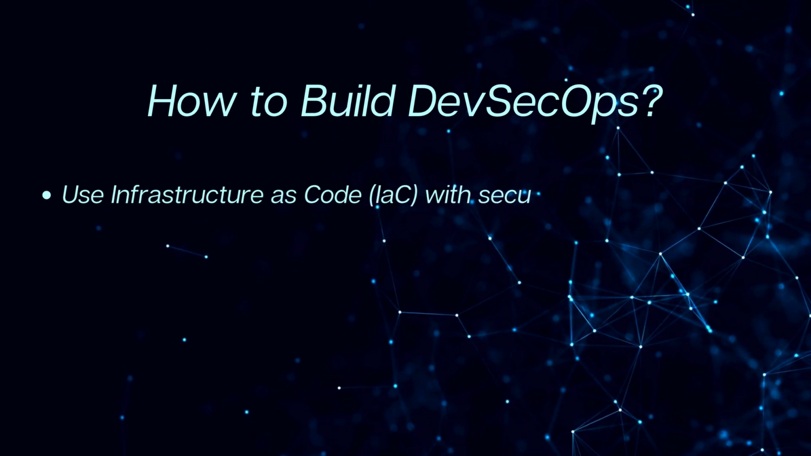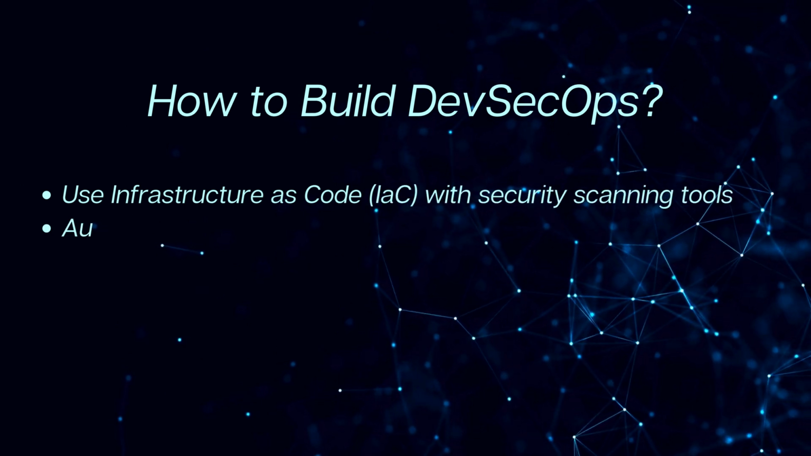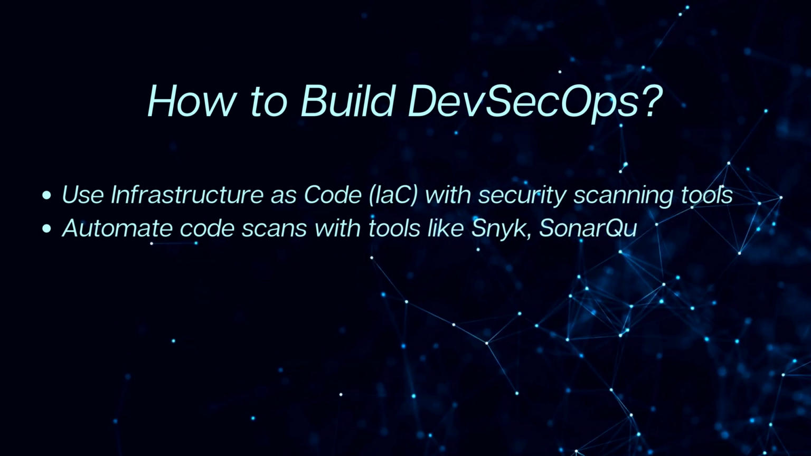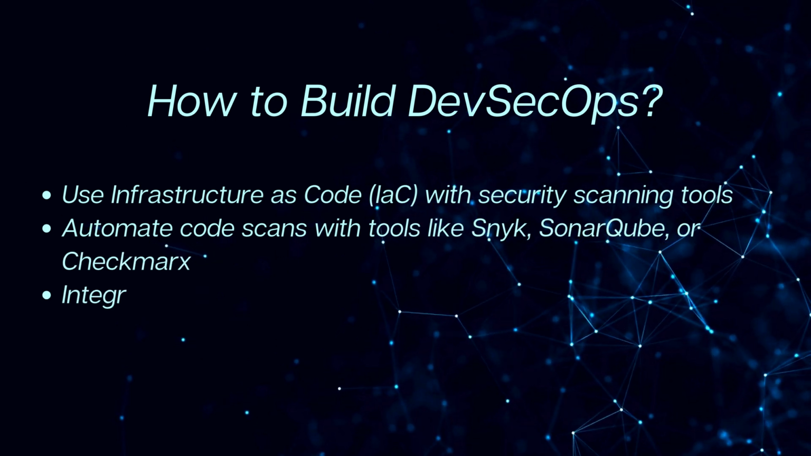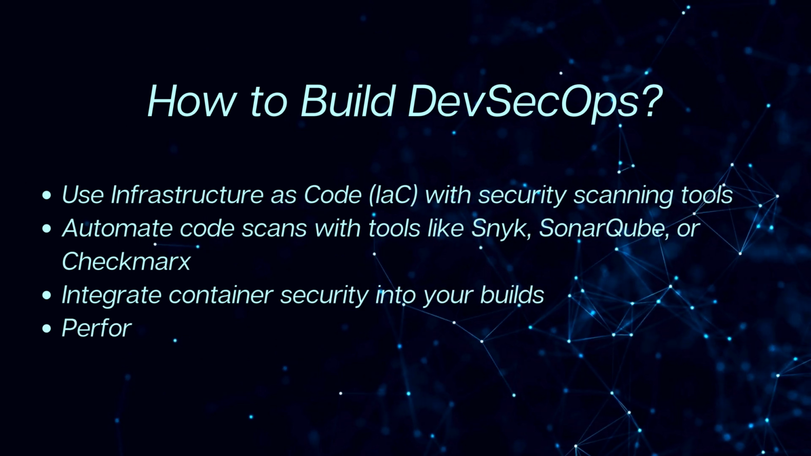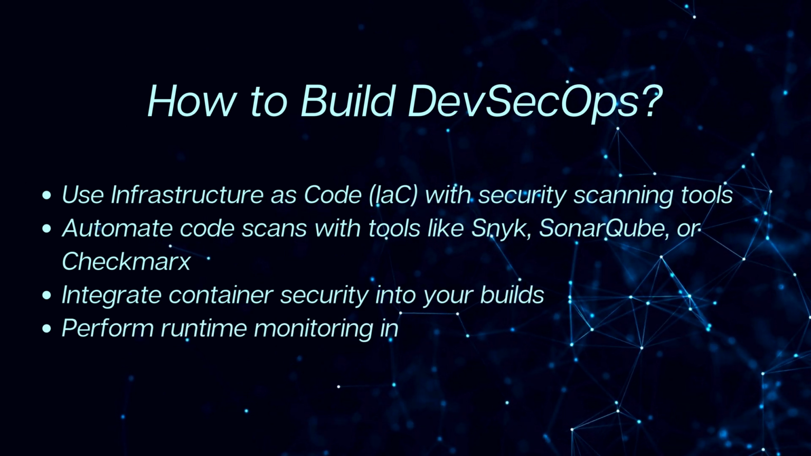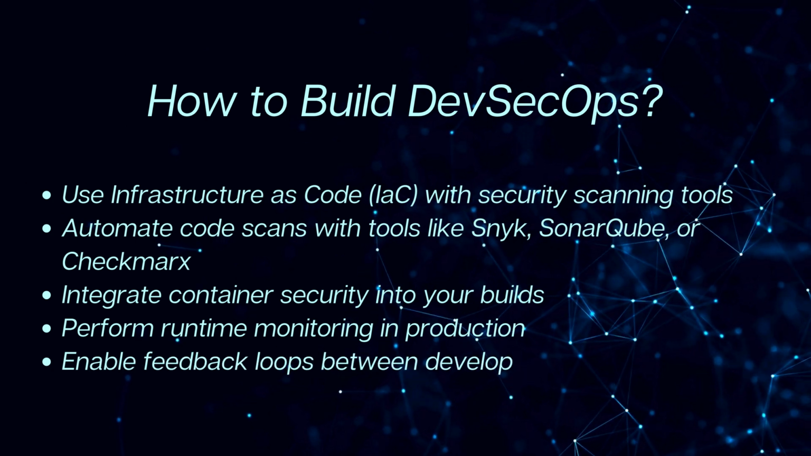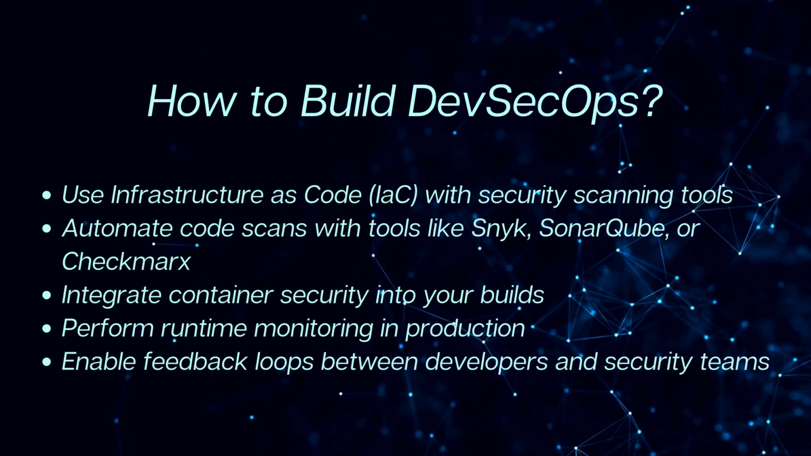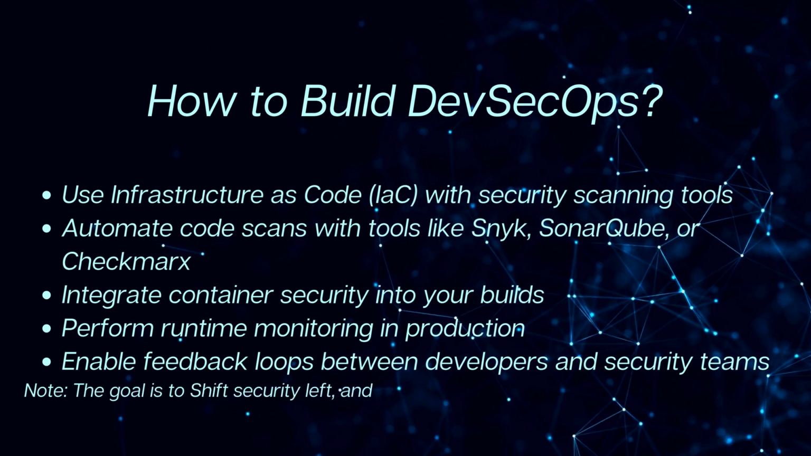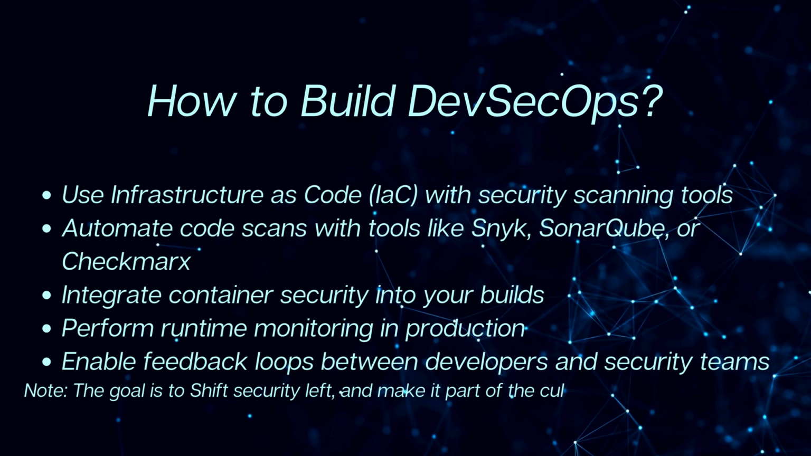Use infrastructure as code, or IaC, with security scanning tools. Automate code scanning with tools like Snyk, SonarQube, or Checkmarx. Integrate container security into your builds. Perform runtime monitoring in production. Enable feedback loops between developers and security teams. The goal: shift your security left and make it part of your culture.